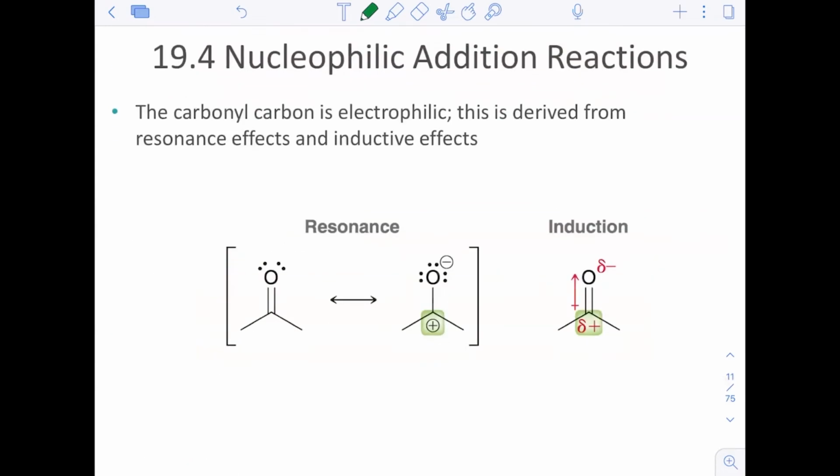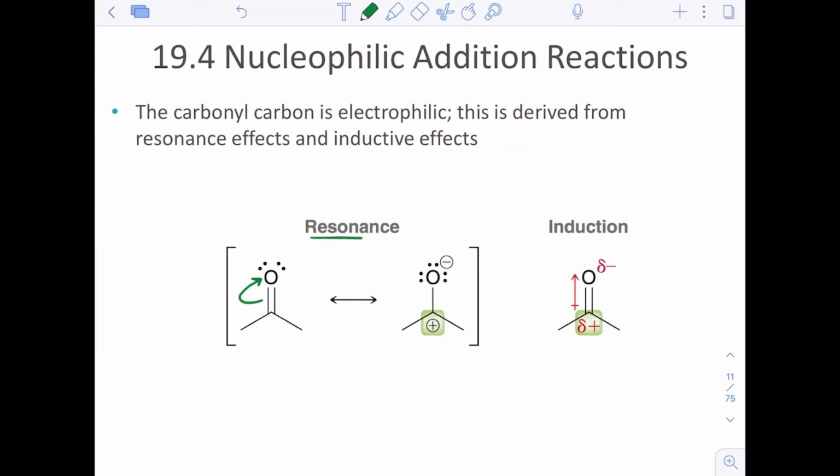All right, so the carbonyl carbon is electrophilic, right? If we think about not only induction, but actually resonance, there's resonance with that pi bond where the pi electrons can move up to be a lone pair on the oxygen, which creates an actual positive charge on the carbon. And induction as well, right? The bond itself is already polar.